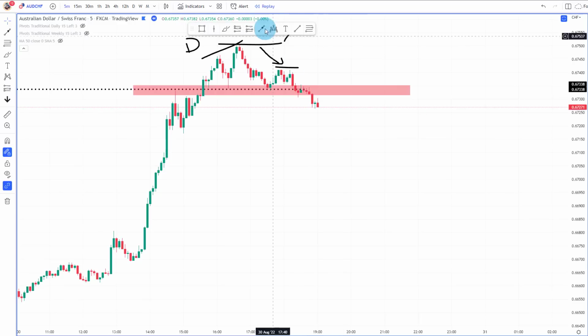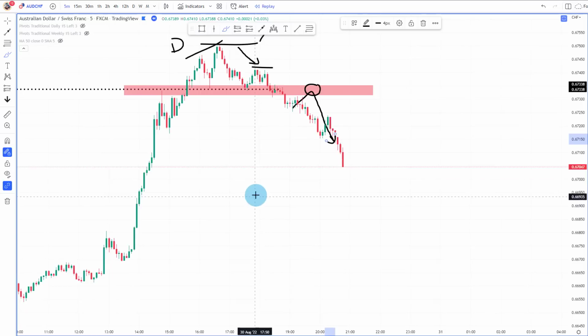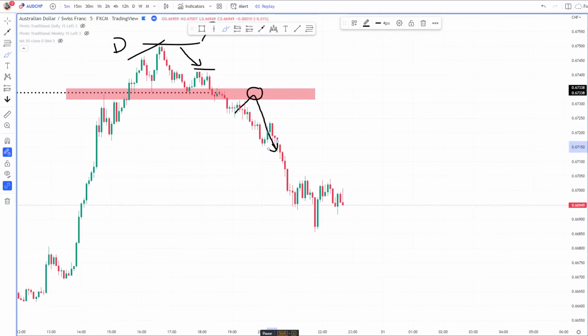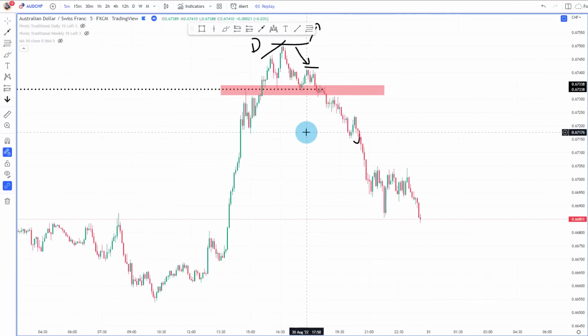So we are now underneath the level, and you can see we seem to be moving lower. Let me speed it up. And you can see the price is moving very nicely to the downside and followed through on the bearish note.